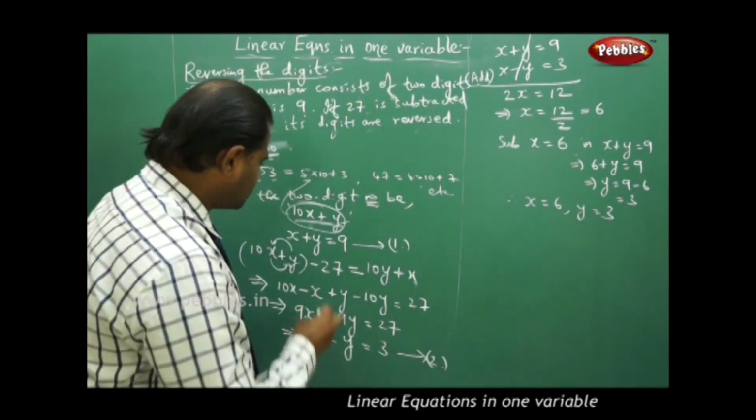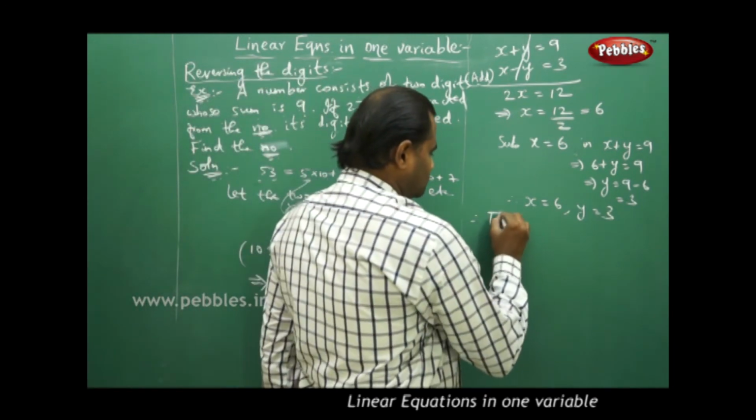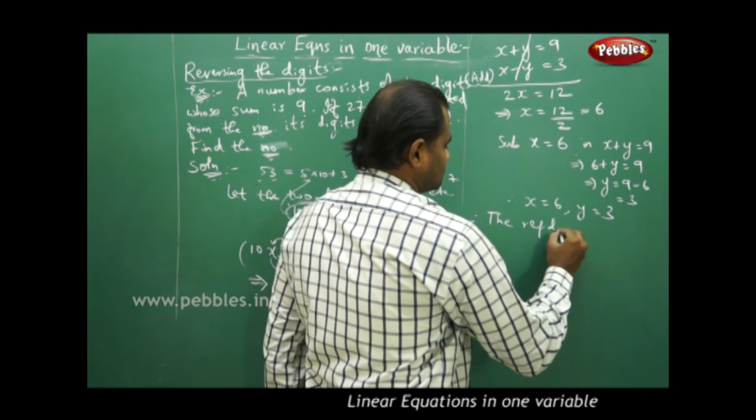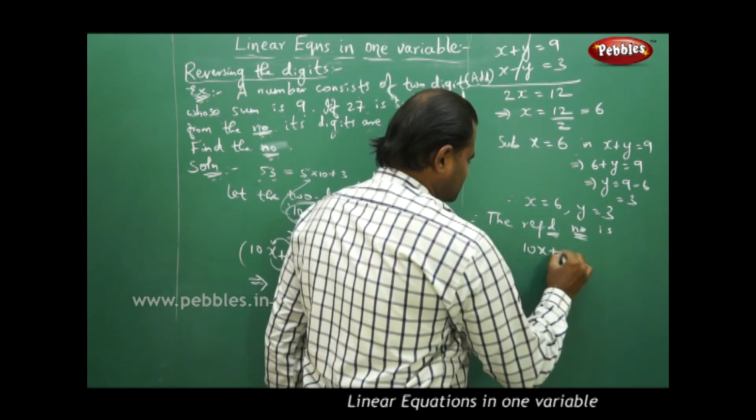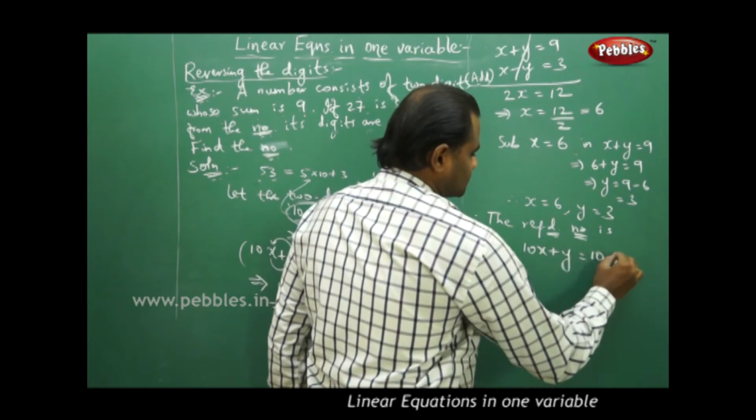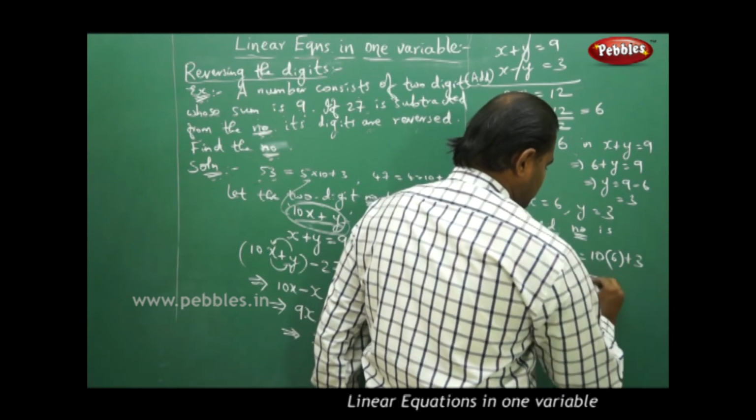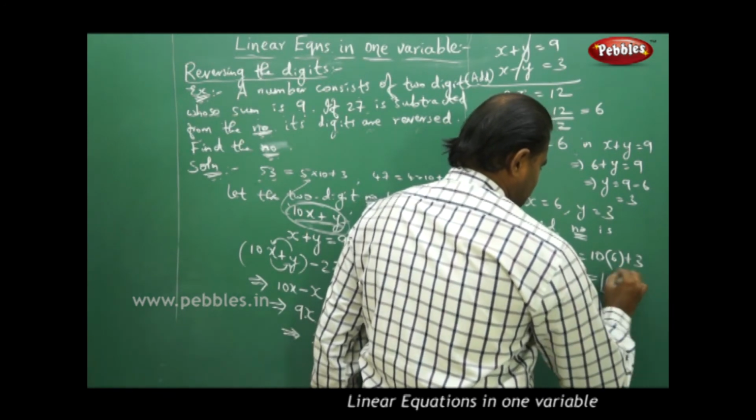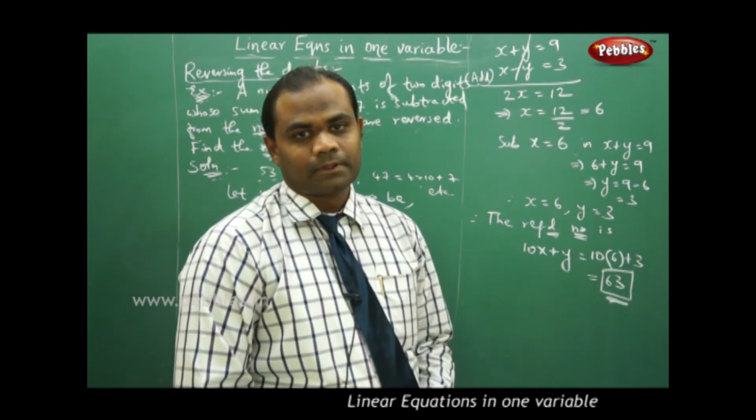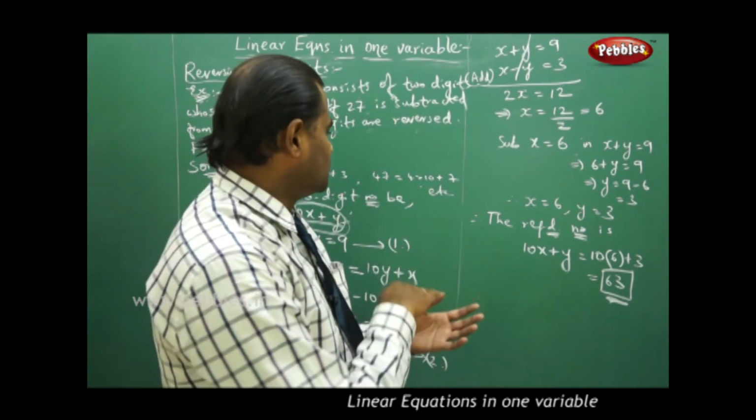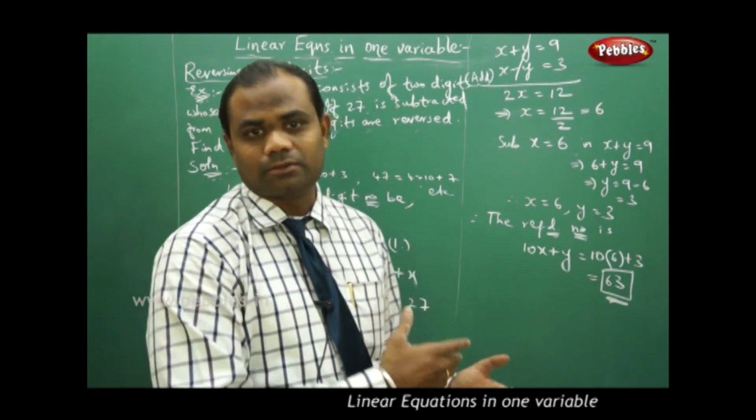Because I know that the original number, the 2-digit number, is 10x plus y. Therefore, the required number is 10x plus y, which is nothing but 10 times x, which is 6, plus y, which is 3. This is 60 plus 3, which is 63, the required 2-digit number. So this way, even a reverse digit concept can be used in applying linear equations.